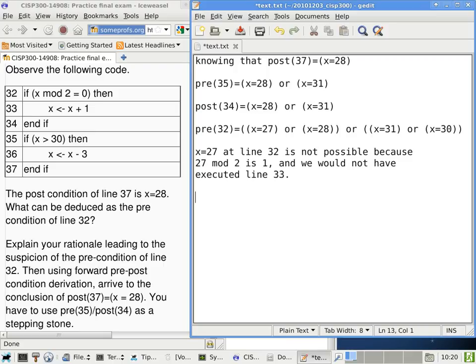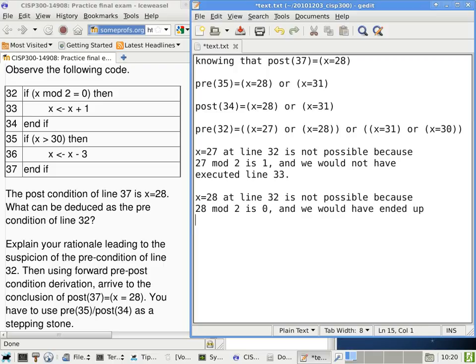Okay. How is 28 possible? Because it would go through the then. If it was 28, it would get added. Oh, you're right. Okay, x equals 28 at line 32 is not possible. Yep, you're right, because 28 mod 2 is 0, and we would have ended up with x equals 28 by the time we get to line 35.